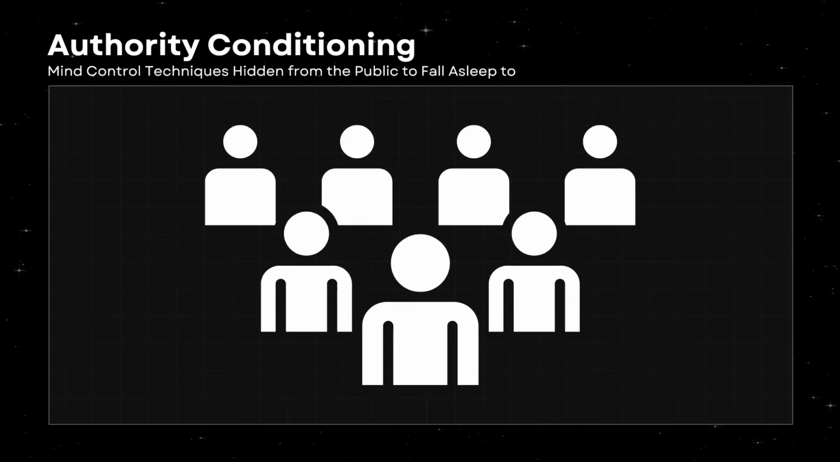In schools, authority conditioning shapes future behavior. Students are told to listen, repeat, and not challenge the system. Grades reward obedience more than insight. Those who ask too many questions may be labeled difficult. Over time, students learn to stay quiet around authority.